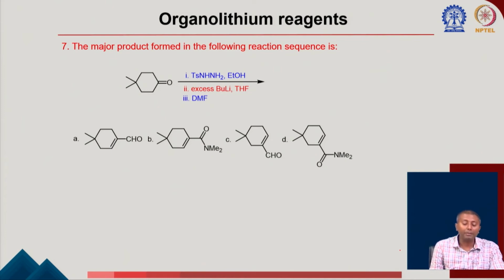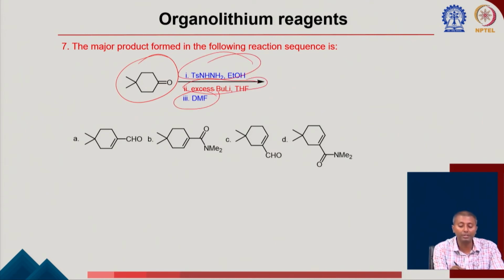Again, there is another important problem that always comes in the exam. I think this is an example where you take a carbonyl compound, you take tosyl hydrazine and ethanol, and then you treat with excess butyl lithium, and finally use DMF. So there could be several different variations in this type of question, but the first two reagents direct what you are going to form. Now the last one could be DMF, could be other different electrophiles; based on that you will get a different product. So let's try to understand.